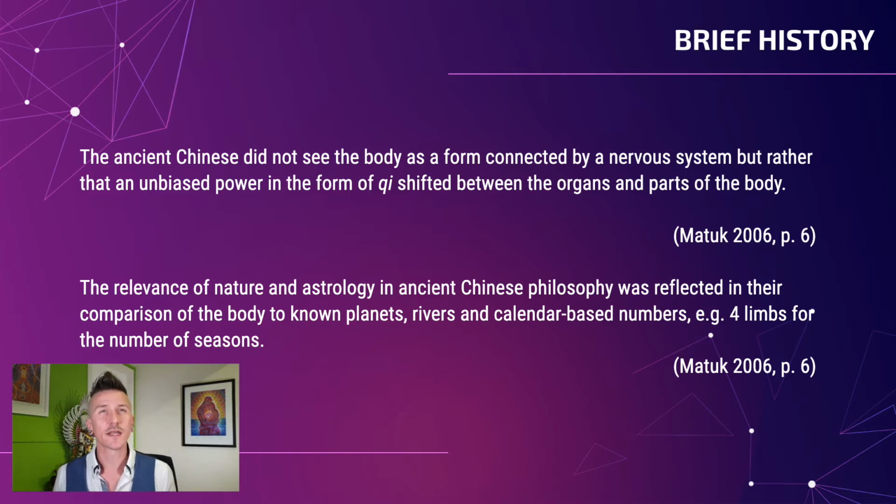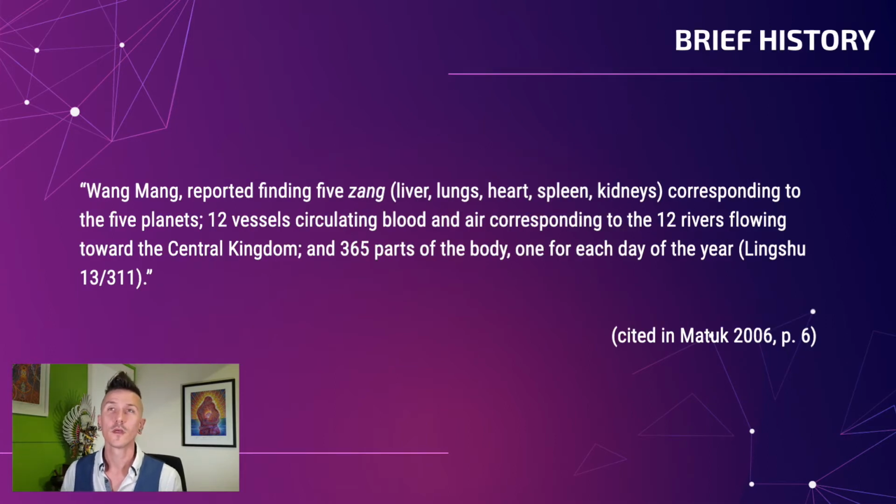The relevance of nature and astrology in ancient Chinese philosophy was reflected in their comparison of the body to known planets, rivers, and calendar-based numbers. So, for example, the 4 limbs and the number of seasons. Wang Mang reported finding 5 zang, liver, lungs, heart, spleen, and kidneys, corresponding to the 5 planets, 12 vessels circulating blood and air corresponding to the 12 rivers flowing towards the central kingdom, and 365 parts of the body, 1 for each day of the year. That one is implying that there are 365 parts to needle the body, and therefore the 365 acupuncture points.